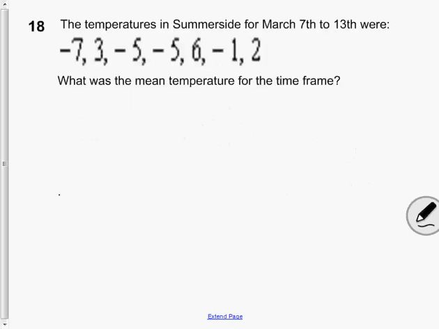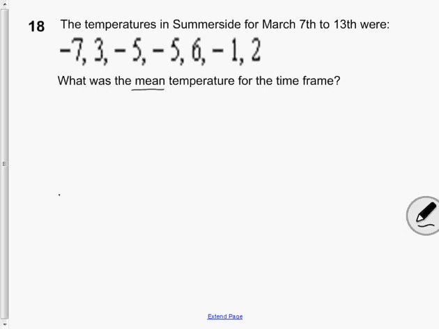Question 18 says the temperatures in Summerside from March 7th to 13th were -7 on Sunday, 3 on Monday, -5 on Tuesday, -5 on Wednesday, 6 degrees on Thursday, -1 on Friday, and finally 2 degrees on Saturday. So it says, what's the mean temperature, which means average?